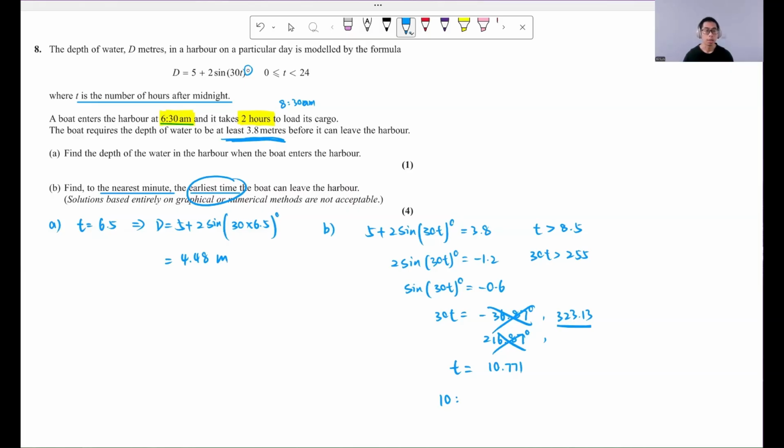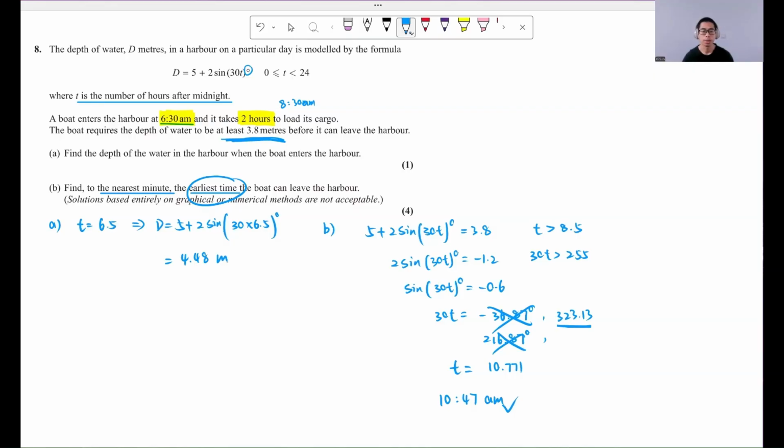46.26. But the boat can only leave the harbor when it's at least 3.8 meters. So at 46.26 it has just reached 3.8, but we want the earliest time to the nearest minute. So we should use 10 o'clock and then 47, so 10:47 a.m. That would be the final answer.